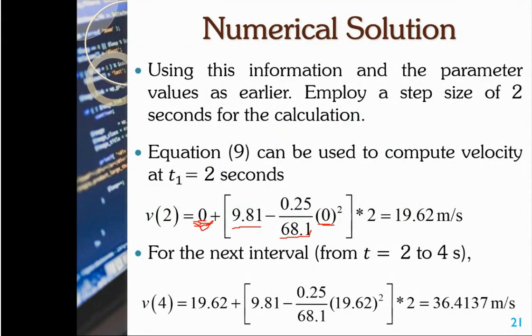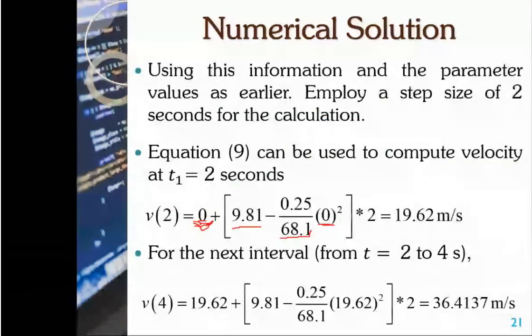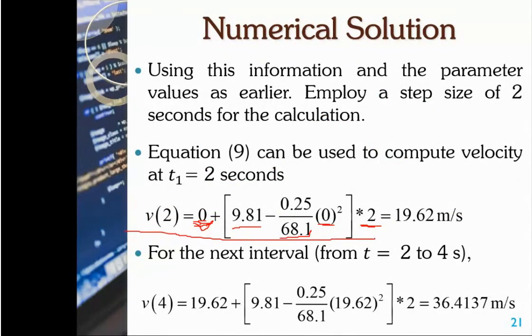All times a step size, and remember we are dealing with intervals of 2, so our change in time or our step size also becomes 2. Now once we simplify everything in this, we are getting 19.62 meters per second. Now let's try to do the same for the next interval, or let's say the next iteration, that is from 2 seconds to 4 seconds.